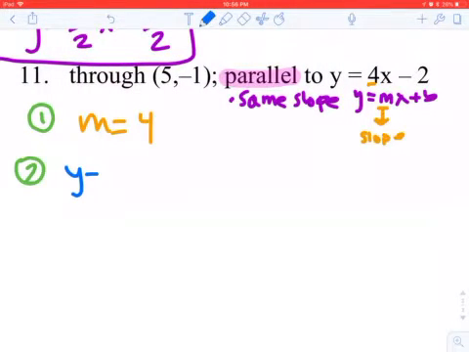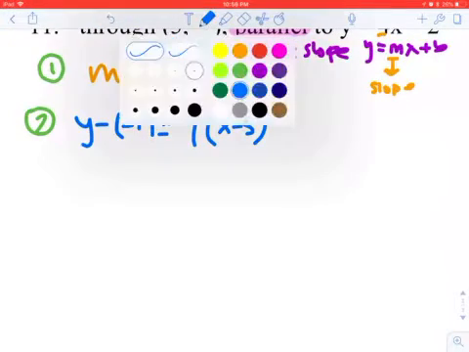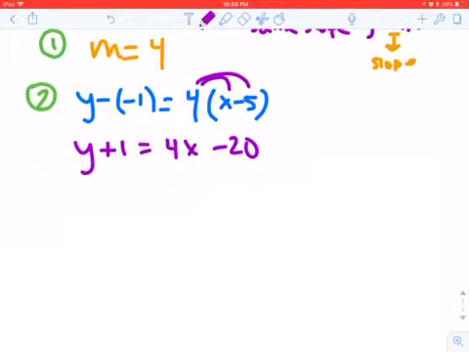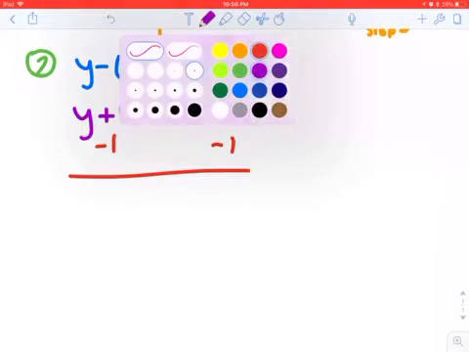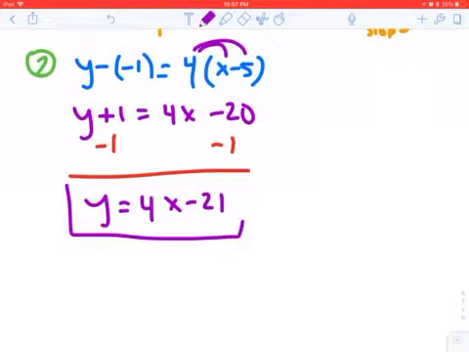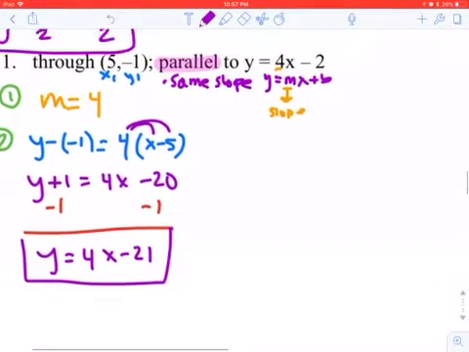Y minus y1, equals m, times x minus x1. Y plus 1 is equal to 4 times x minus 5. And then just clean it up. Y plus 1 is equal to 4x minus 20. Subtract 1 from both sides. You get y is equal to 4x minus 21. Make sure you check. Parallel slope means the same. So there's a 4 there. You should have a 4 there too.